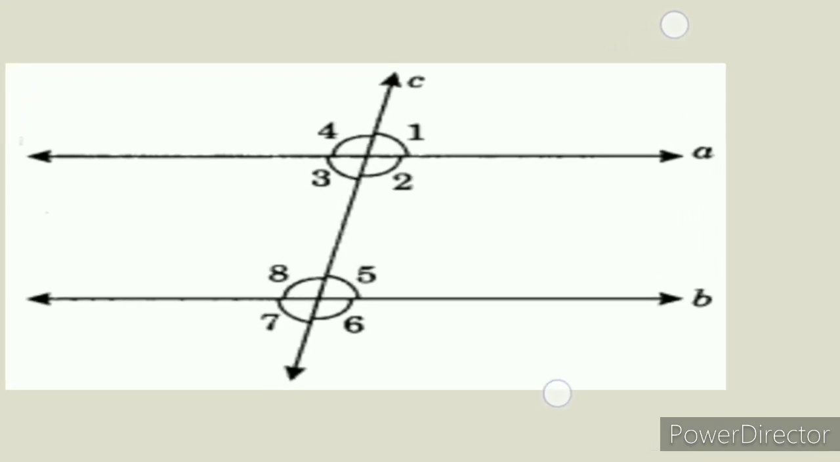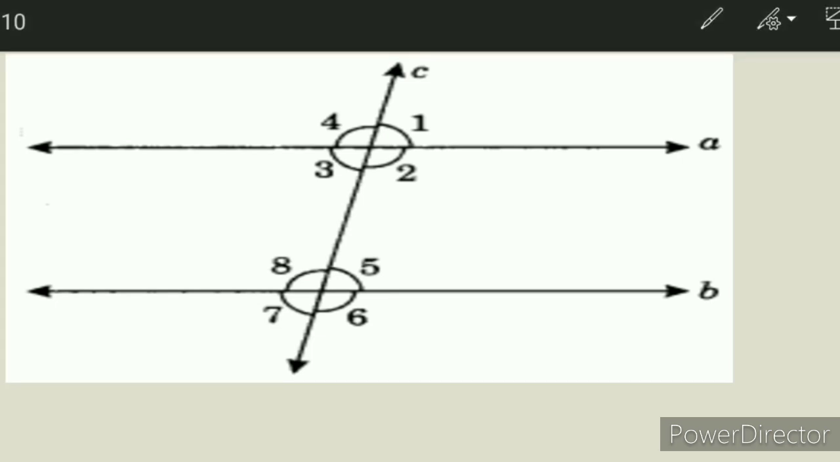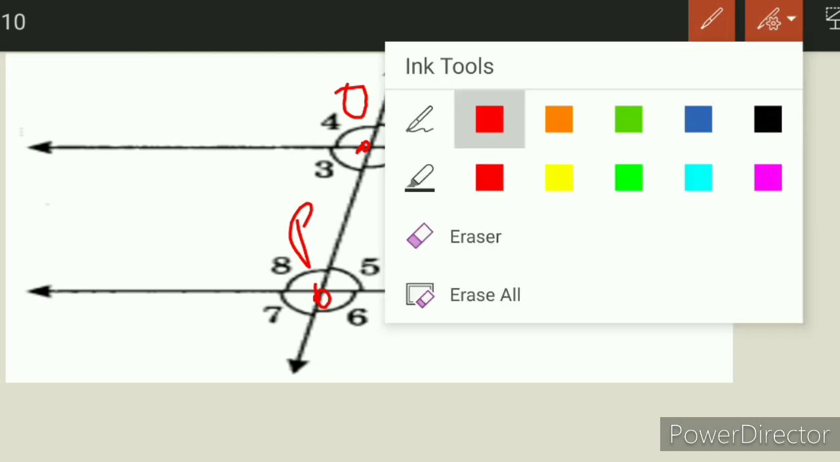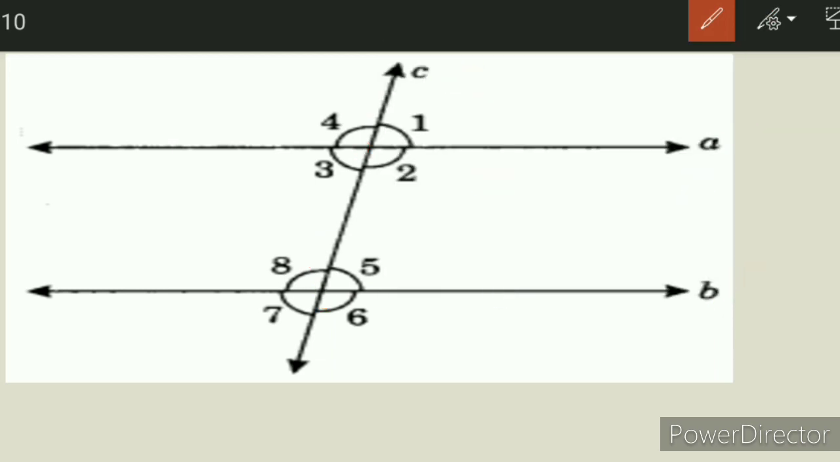Look at this figure. We have two parallel lines, A and B. C is a transversal. It intersects line A at this point, which we can name O, and line B at P. O and P are the intersecting points, that is, the meeting points of the transversal C. Got it? When a transversal intersects two parallel lines, 8 angles are formed.